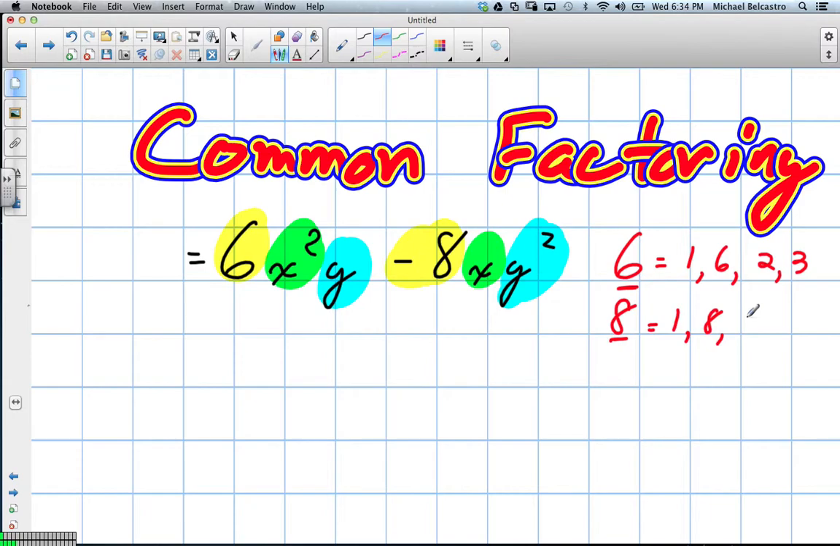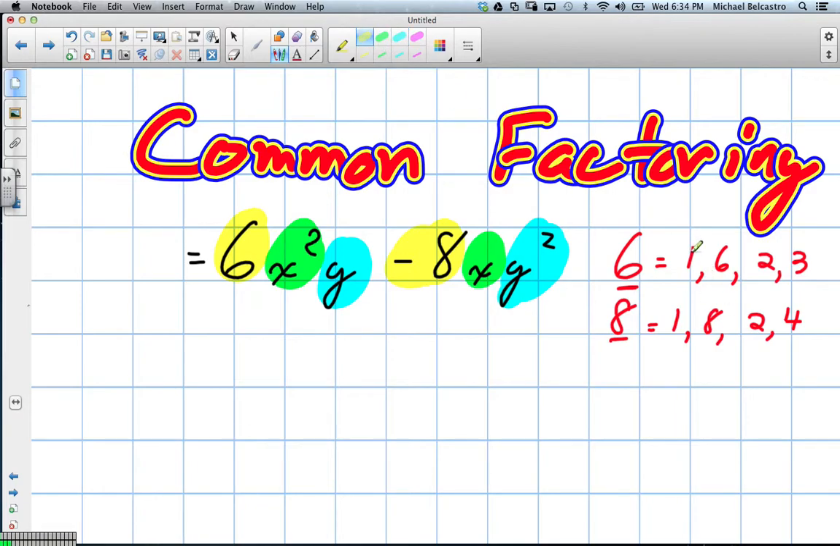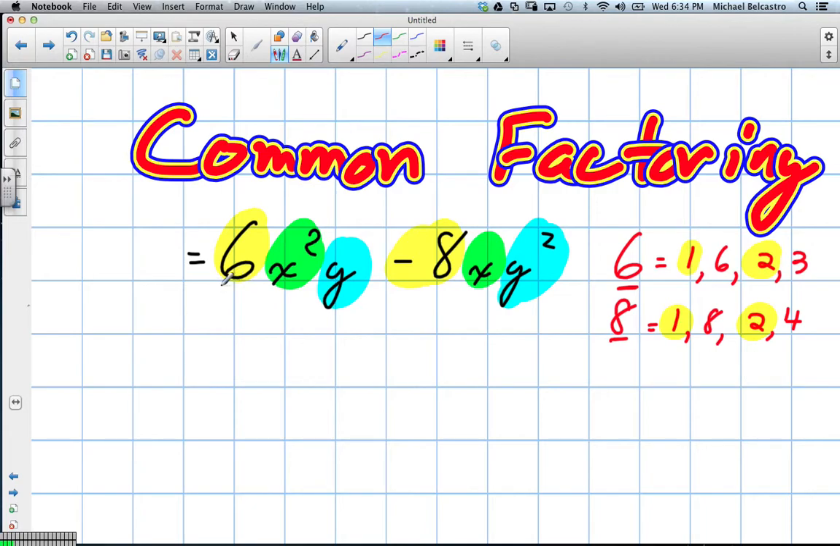You know any others? 2 times 4, yeah, 2 times 4 is 8. So we're going to look for the greatest common factor right here. Well, 1 is a factor, but it's not the greatest. 2 is a factor, and those are the only common factors. So 2. What that means is we're going to be dividing both terms by something. We're going to divide the 6 and the -8 by the value of 2 to start.